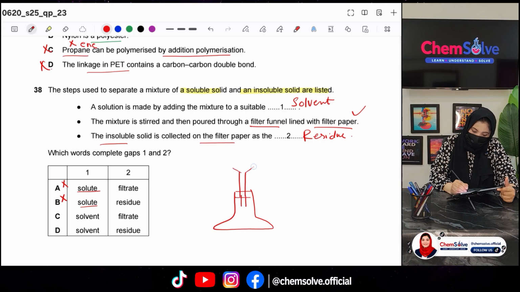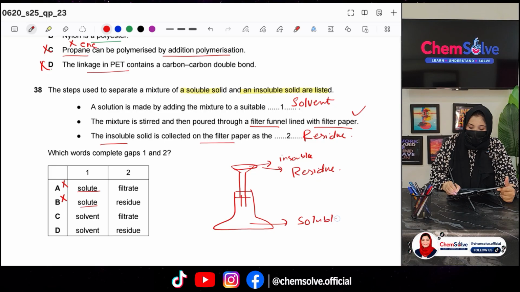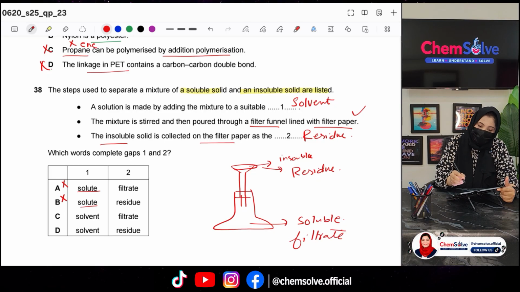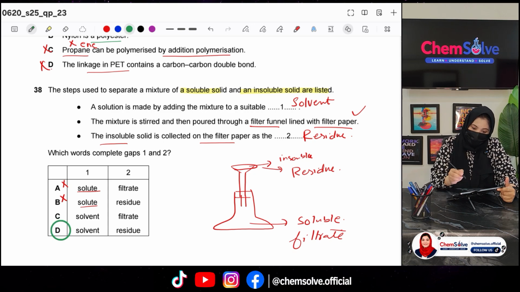It is something like this. So the insoluble one remains here as a residue, while the soluble moves here and it is called filtrate. So D is the correct option.